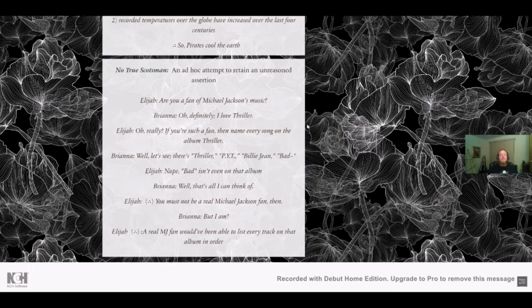And Elijah says, well, you must not be a real Michael Jackson fan because you obviously are not able to tell these albums apart. And Brianna says, I am. I know all the lyrics of these songs. No, Elijah says, a real Michael Jackson fan would have been able to list every track on that album in order. According to whom? According to Elijah. So what Elijah's doing is coming up with a special definition here of what it means to be a Michael Jackson fan. People do this all the time with fandom.